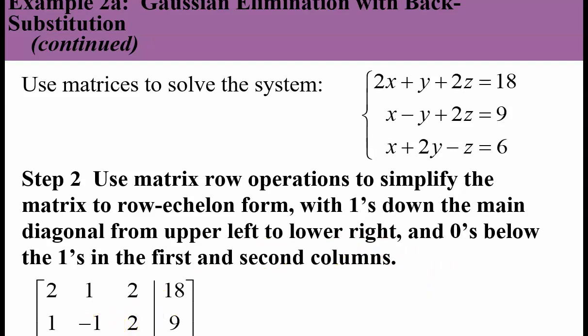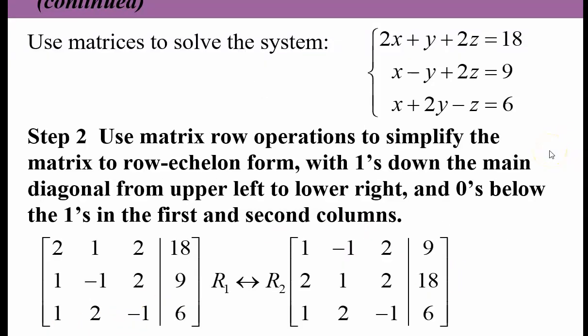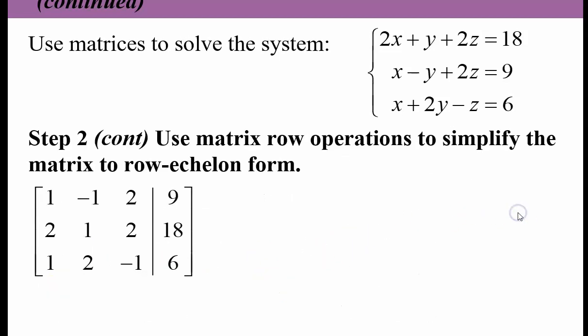And let's go down. Keeping in mind there's more than one way to do it, we're exchanging row 1 and row 2. Why? Because in row 2, there was a 1 there already. We're just rewriting that. Now, we're going to use the matrix row operation to simplify the matrix to row echelon form.